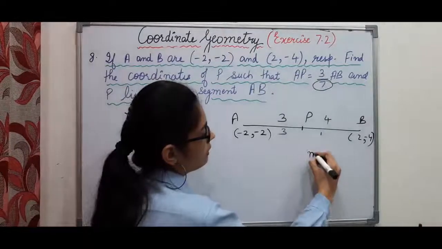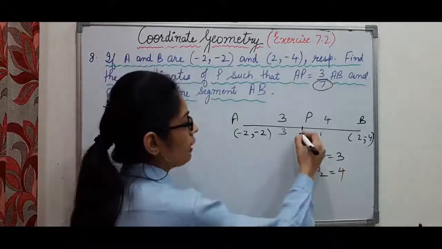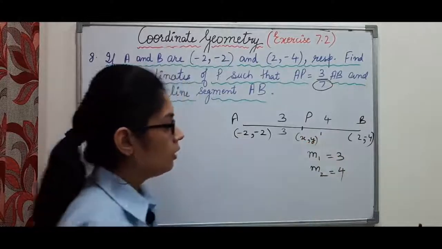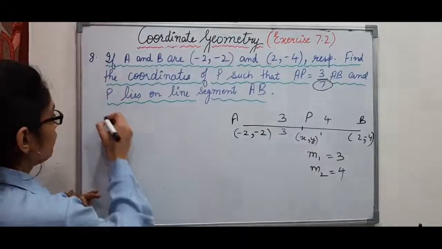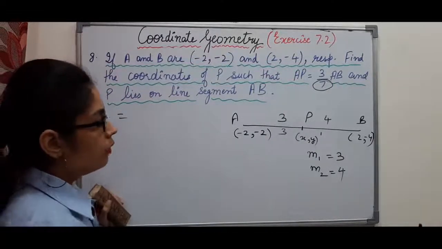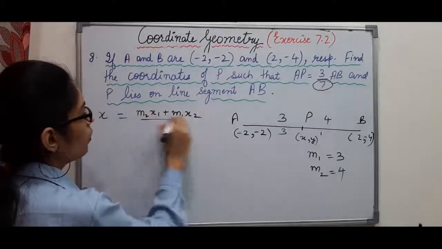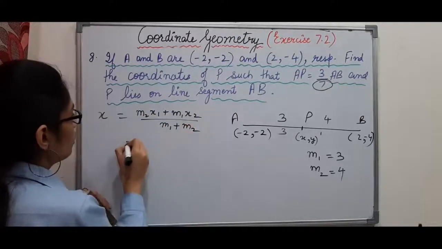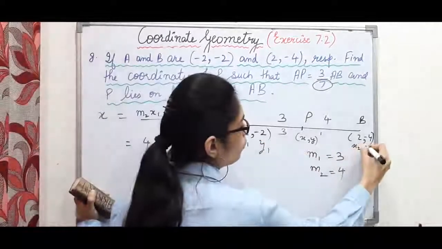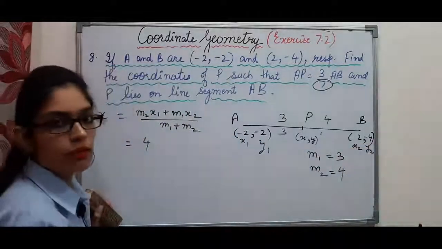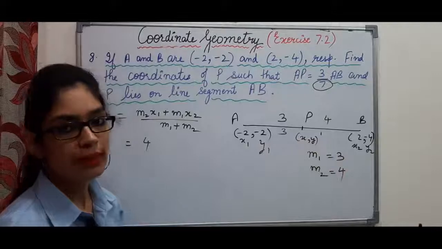Now here we can see M1 is 3 and M2 is 4. We have to find the values of x and y. Everything is given to us, so we can apply the section formula and find the coordinates. The section formula we have used in the previous questions also, which is (M2x1 plus M1x2) upon (M1 plus M2). M2 is 4, and here I will write this is x1 y1, this is x2 y2. In each question, draw this rough sketch also, so that while writing the values you don't make any mistake.